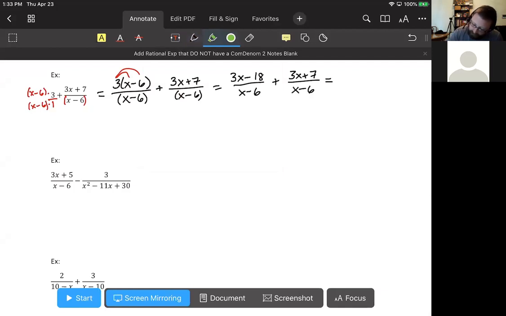Then we go in and we add like terms. That would give us 6x minus 11 over x minus 6. That does not factor, so that is our final answer. Okay.